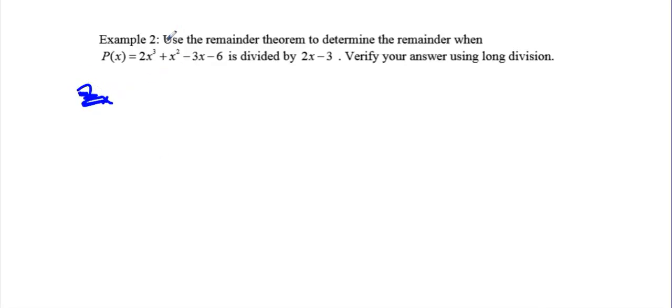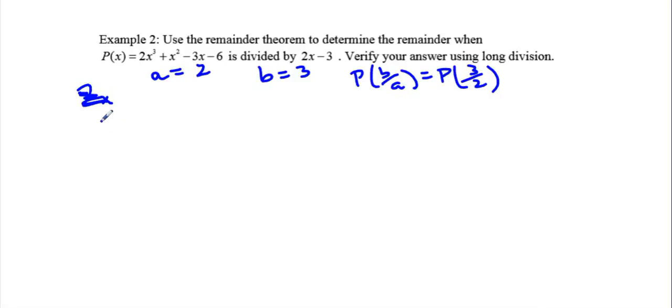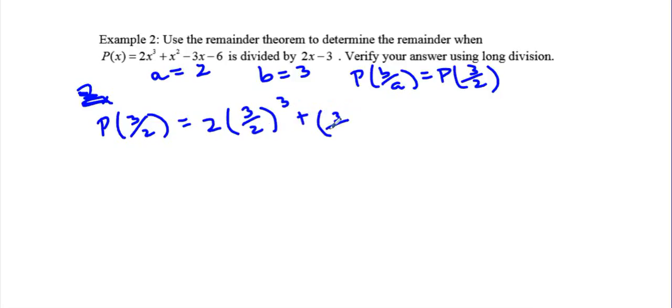Sorry, I was starting off by doing long division. We're using the remainder theorem here, so I'm going to identify my a is 2 and my b is 3. So we've got that P of b over a is P of 3 over 2. To find P of 3 over 2, no big deal, but you will require the use of fractions. If you have a fraction key on your calculator, feel free to use it. If you don't, then you're going to have to figure it out on your own, like I do.